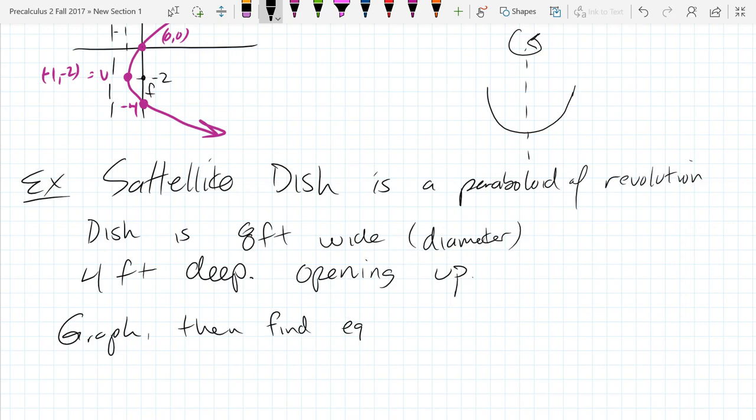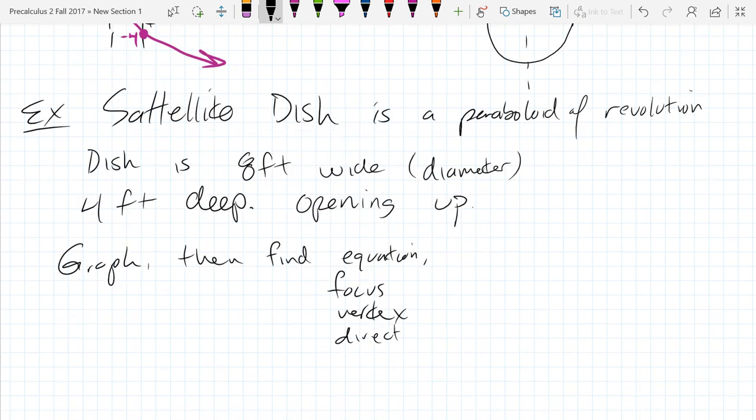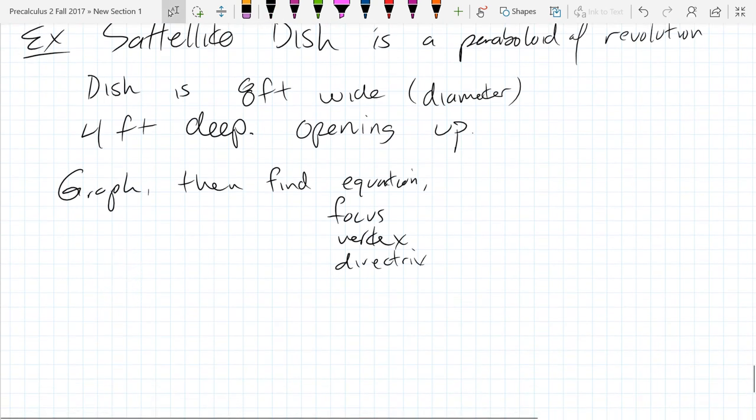Then find the equation, focus, vertex, and directrix. All right, so let's graph this out. It's supposed to be 8 feet wide and 4 feet deep.